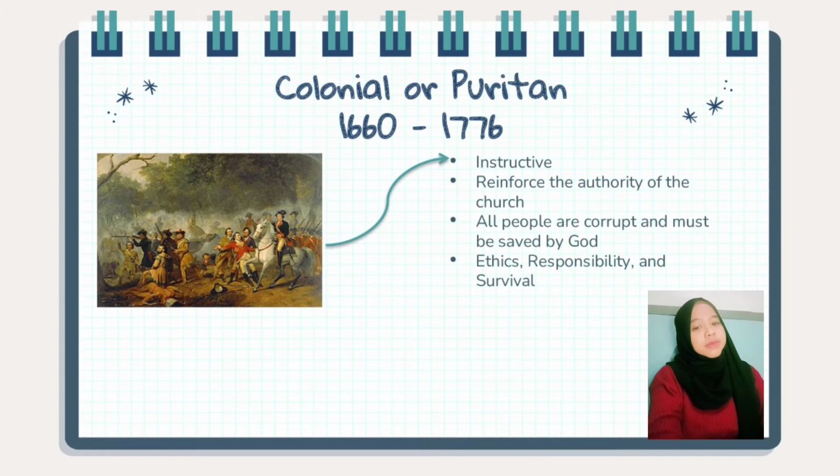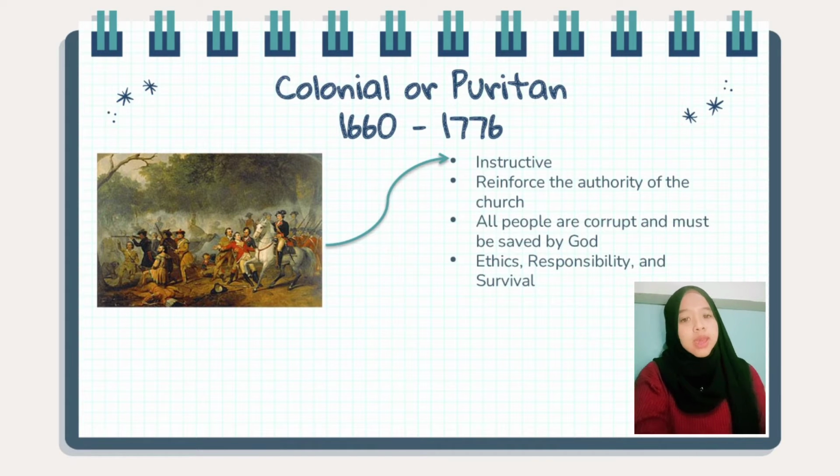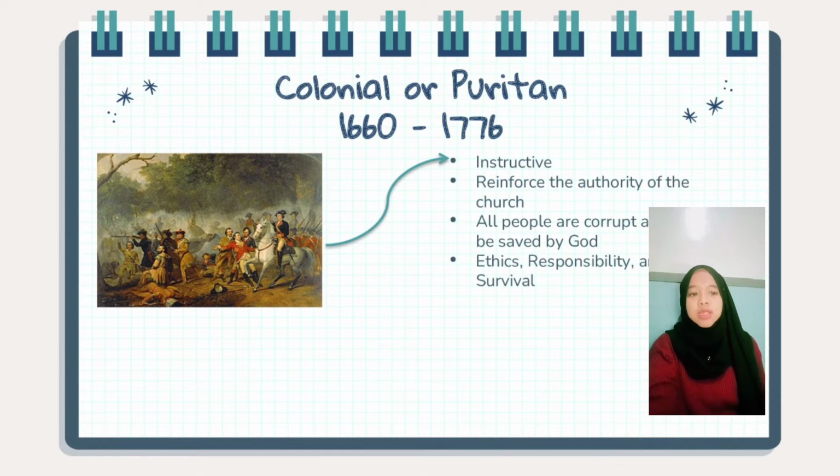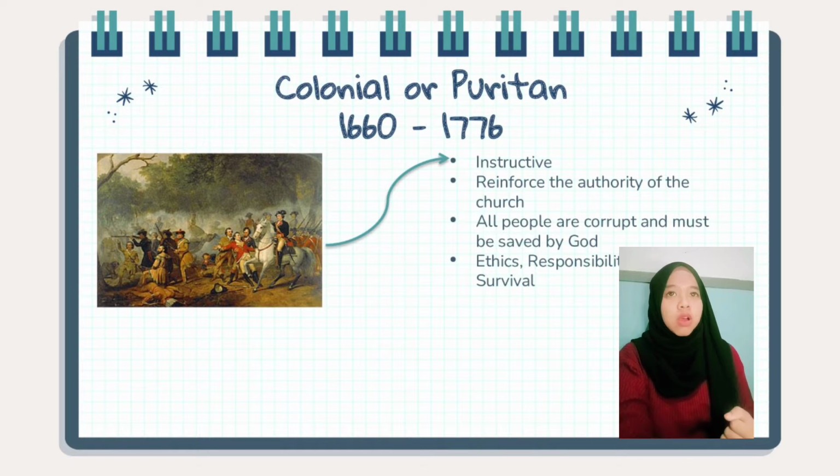Let's get started. The very first literary period that we're going to look at is the colonial period, and we are going to focus specifically on Puritan writing. This literary period lasts from 1660 to 1776. The characteristics of this writing include the fact that it was instructive. That means that we are going to have a great deal of non-fiction literature, and it's going to seek to reinforce the authority of the church, and also that all people are corrupt and must be saved by God.